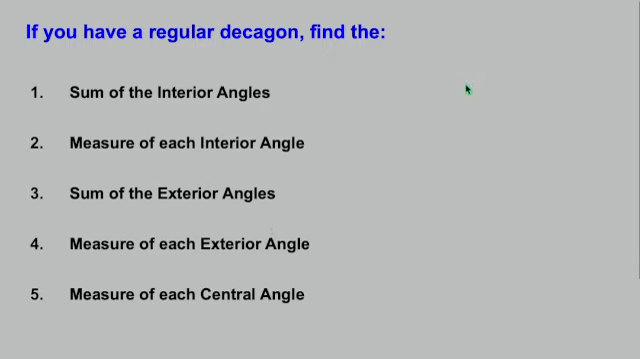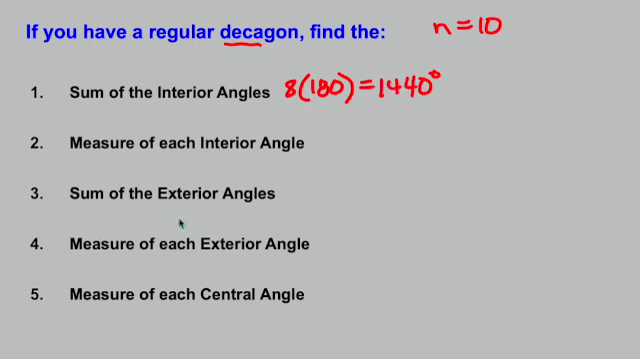Now let's go ahead and apply it in some actual problems that you're likely to see in your textbook. So for instance, let's say you have a regular decagon. Well, a decagon means deca is 10, so that means we have the number of sides here being 10. So if I want to know the sum, I'm going to take that number and subtract 2, so that's 8, multiply it by 180, and when I do that, I get the answer of 1440, so 1,440 degrees.